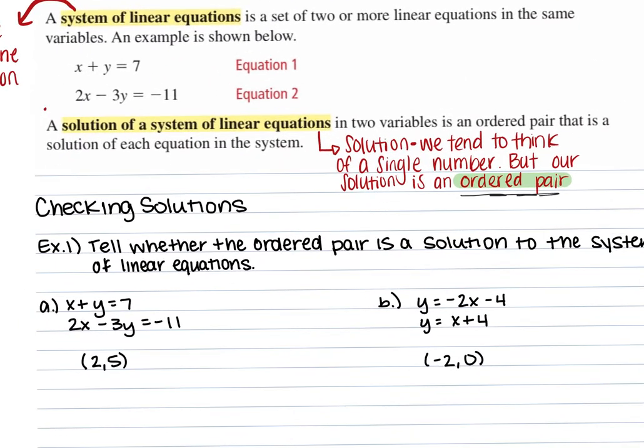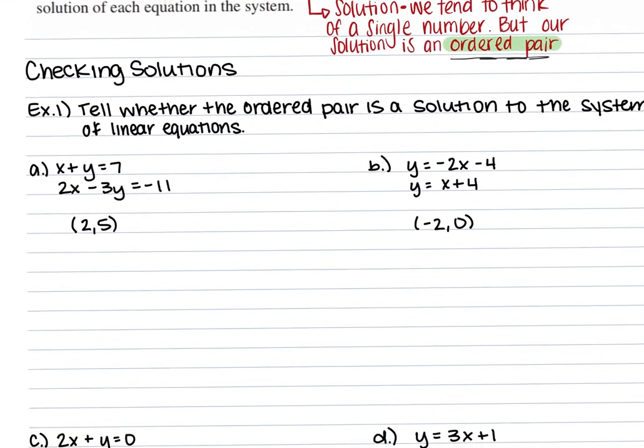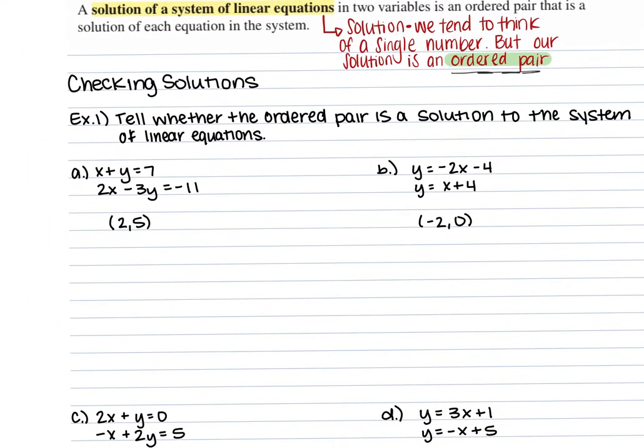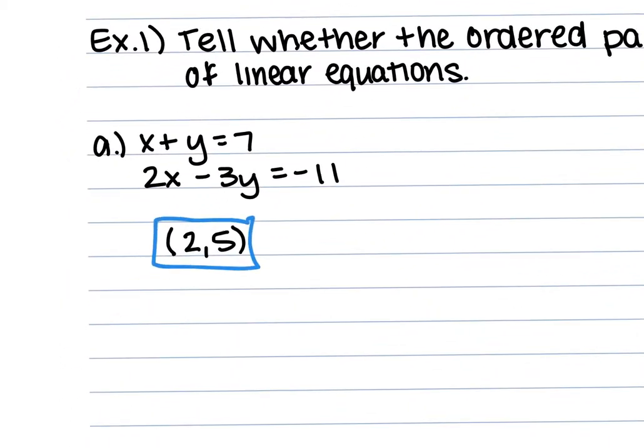The first part of this lesson is we need to be able to check our solutions, okay? So for each of these examples, we're given a system of 2 equations, and we're given a coordinate pair, or a coordinate point, which is (2, 5) in the first example. In order to check whether it's a solution or not, you have to plug in the x value and the y value into both equations, and it needs to satisfy both. If it doesn't satisfy either one, it's not a solution. If it satisfies both, it's a solution, okay? So let's check it out.